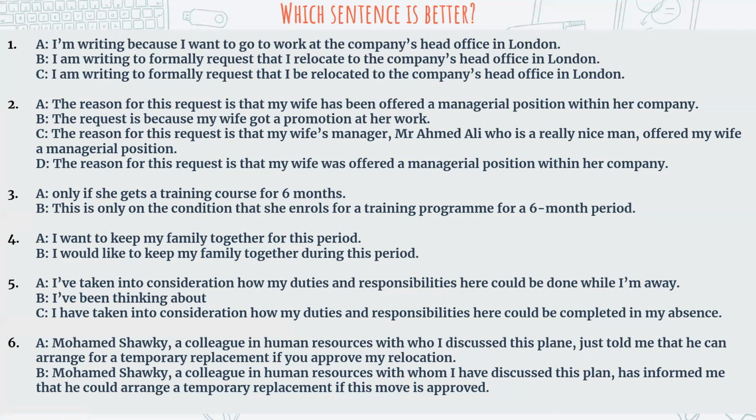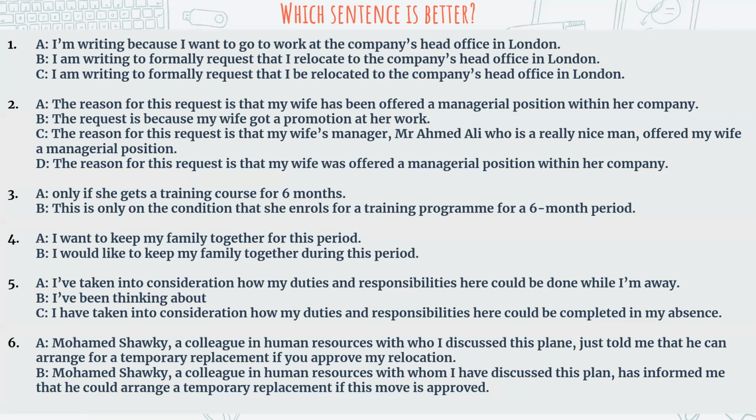This thing about her job is only on the condition that she enrolls for a training program for a 6 months period. What about 4? A, I want to keep my family together for this period. B, I would like to keep my family together during this period. It's obvious that the second one is much better because you can't say "I want to keep my family." What you want might not be important for the company. So you could say "I would like." It's much more polite and formal.